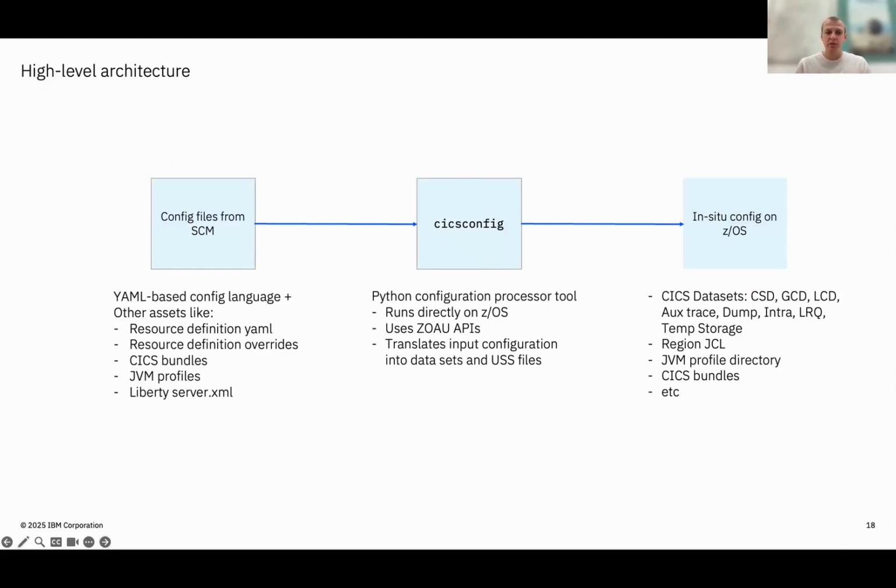So obviously the YAML is an important part of that from CSCM, but also we can provide resource definition YAML files, CICS bundles, JVM profiles, etc. And it's going to generate that into in situ config on z/OS, and it's going to create you those CICS data sets that you need. It's going to create you the region JCL, CICS bundles, etc.